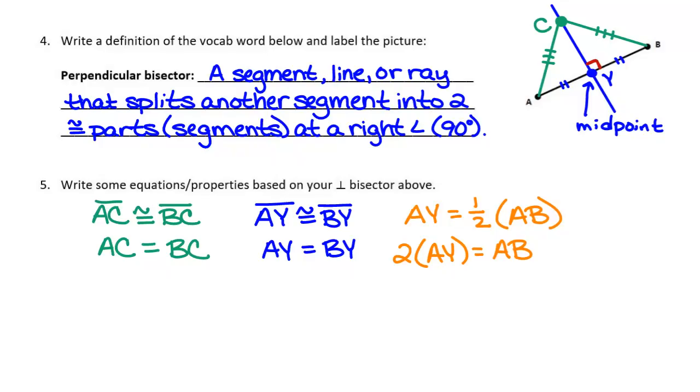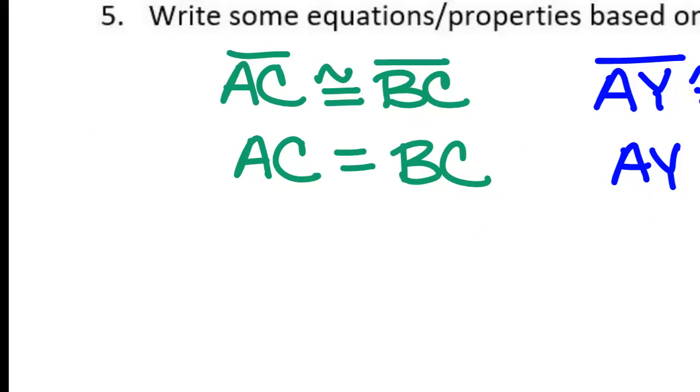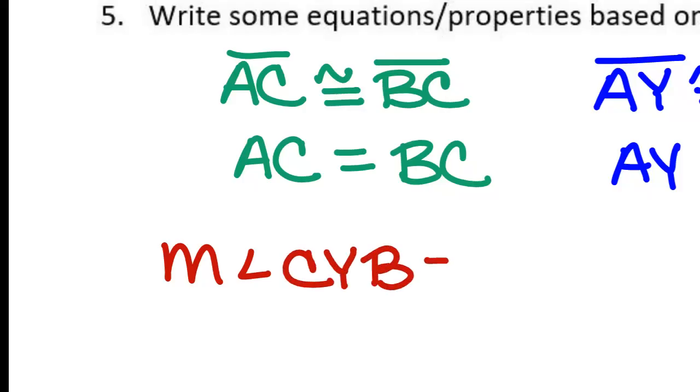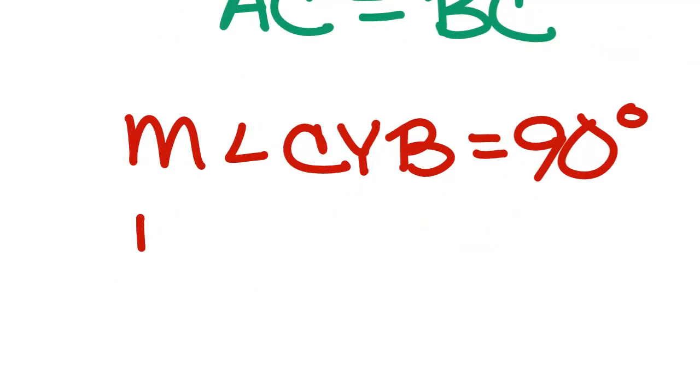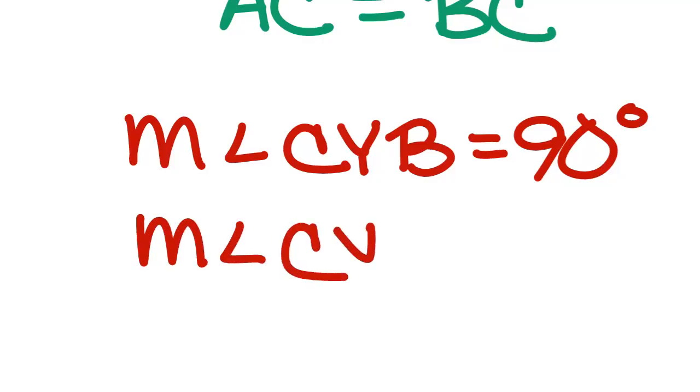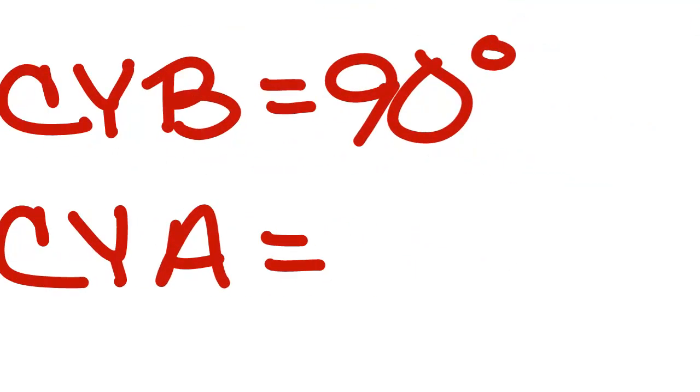There's something else that's marked in the picture that we could say. We put the marking on the picture, but we haven't made a statement about it. The perpendicular part. What angle is making a right angle? CYB. Measurement of angle CYB is 90 degrees. Are there any other 90-degree angles up there? CYA. Measurement of angle CYA is also 90 degrees.